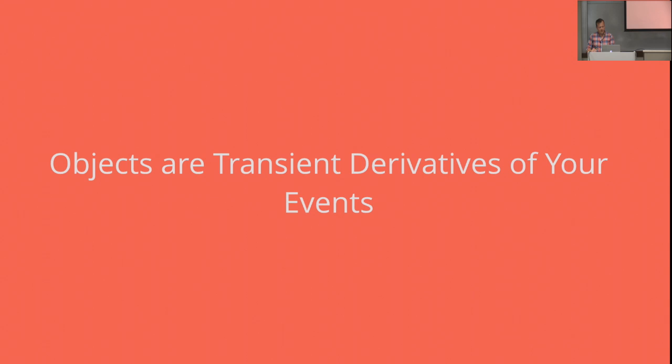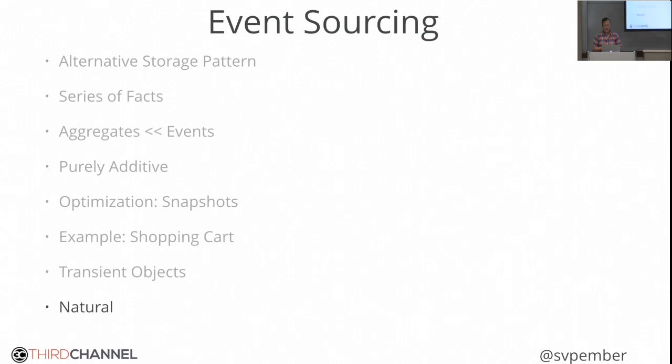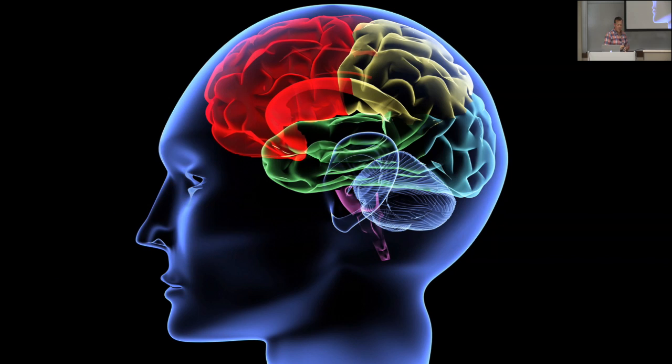Finally, I argue that structuring our data in this way is akin to the way our brains work. It's natural. Internally, your mind is able to tell you the current state of your knowledge about things. This current state is formed by a series of observations, facts, events from your past. You're able to replay these events in your mind and also remember your knowledge at any given point in time. But our minds aren't perfect, and sometimes we forget things.